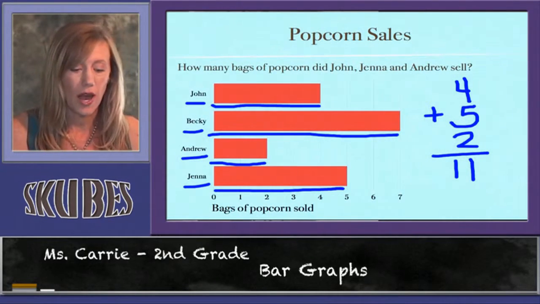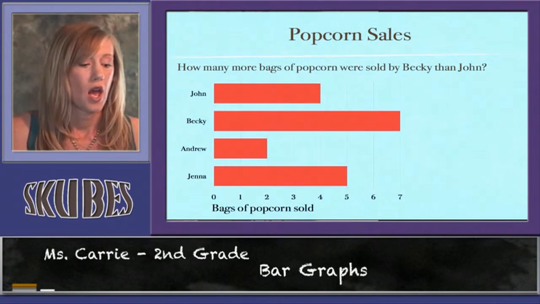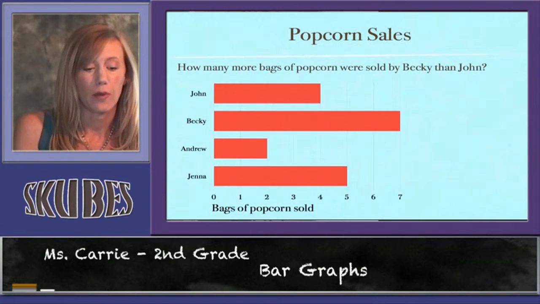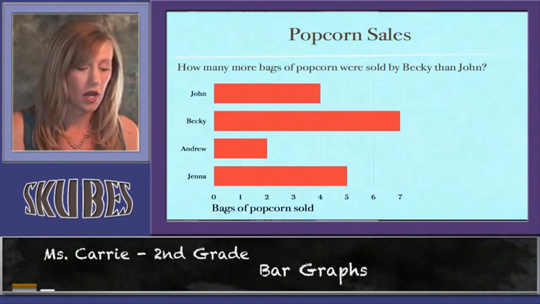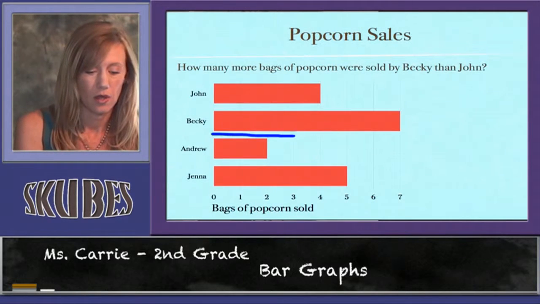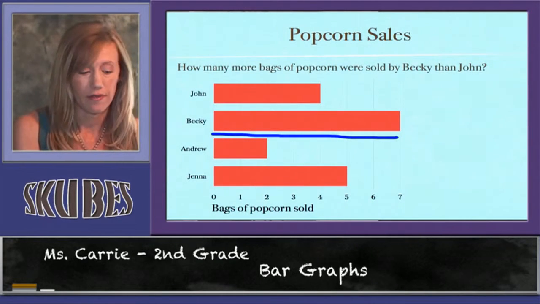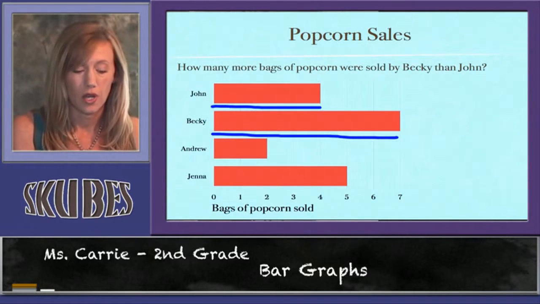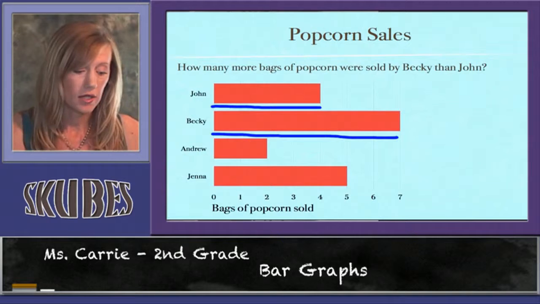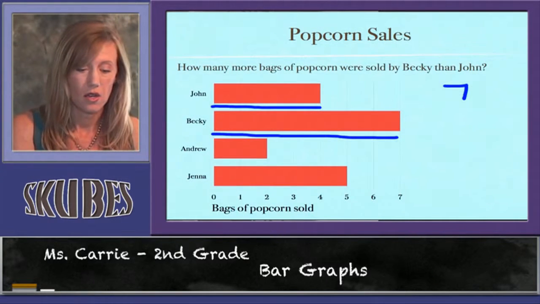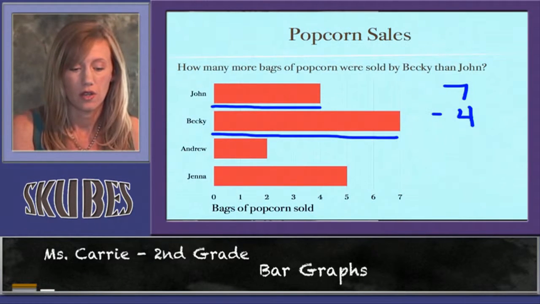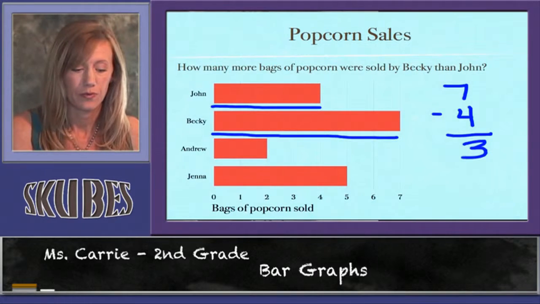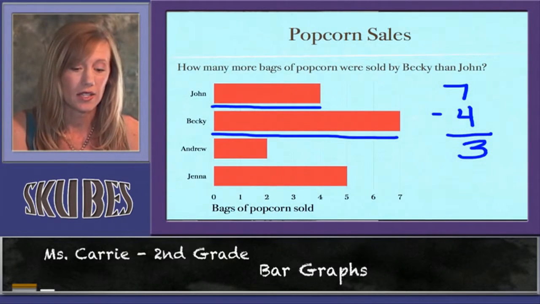Let's look at the same graph again, different question. How many more bags of popcorn were sold by Becky than John? Well, Becky sold 7. And John sold 4. How many more means subtract. So 7 minus 4 is 3. Becky sold 3 more bags than John.